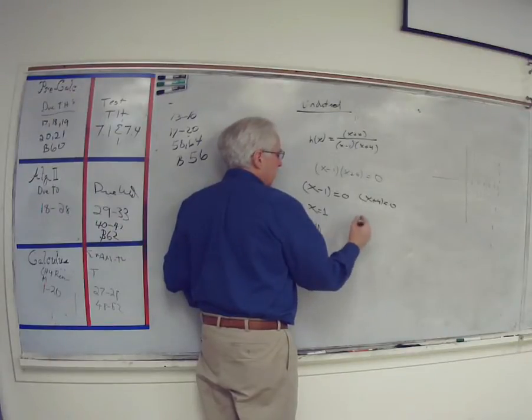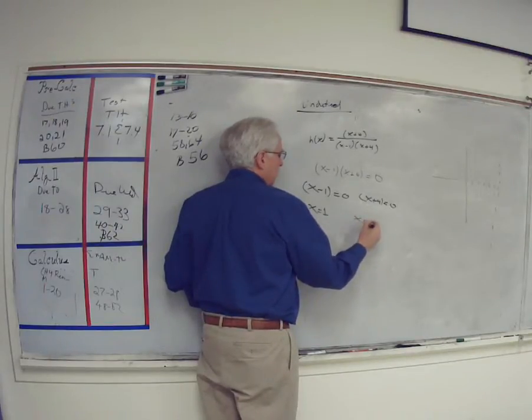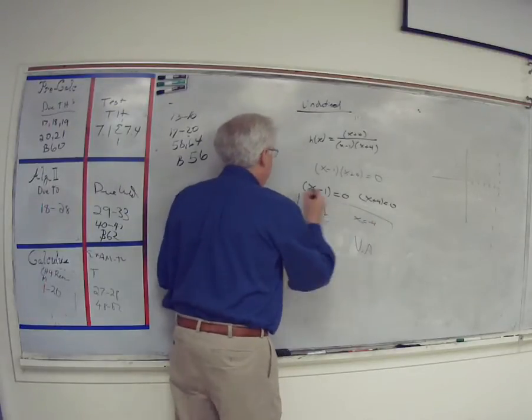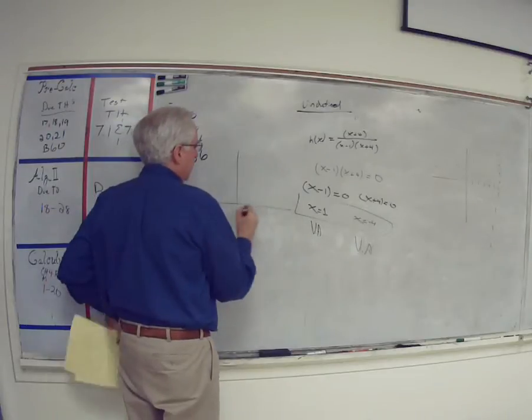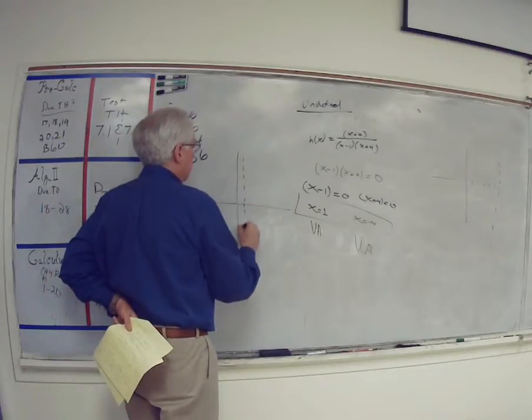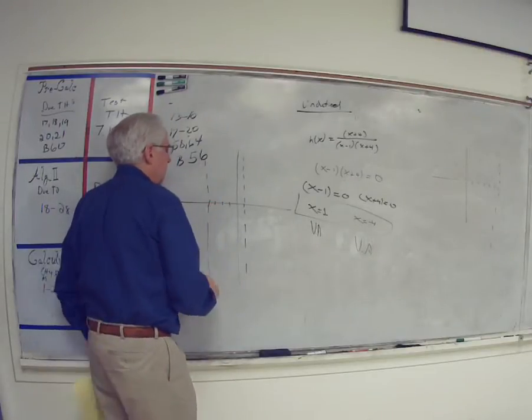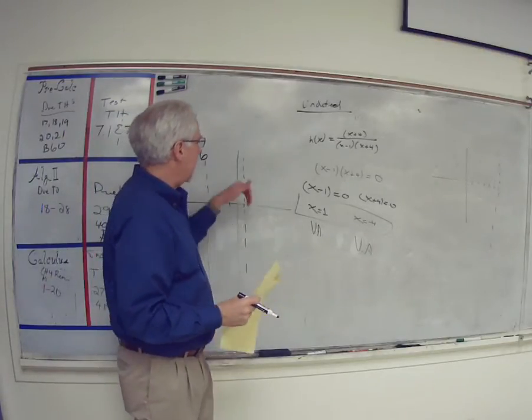1. That's a what? Vertical asymptote. Is that the only one? No. What's the other one? Negative 4. X equals negative 4 is a vertical asymptote. Okay? And so on that one, you would have a vertical asymptote at 1, and you would have a vertical asymptote at negative 4.